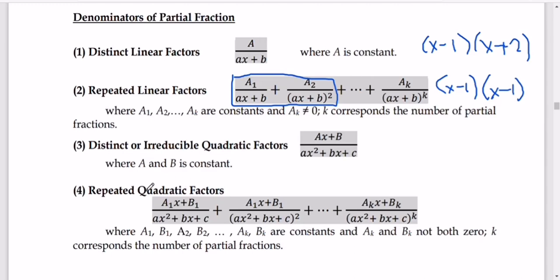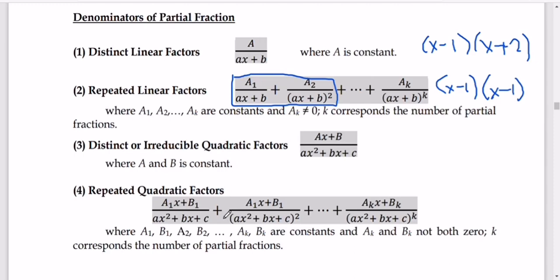The last one is the repeated quadratic factor. If the distinct linear factor can be repeated, the same is true with the quadratic factors. It is the same concept as the repeated linear factors, but the main difference between the two is that instead of just a constant in the numerator, we now have ax plus b: a sub 1x plus b1 over ax squared plus bx plus c.